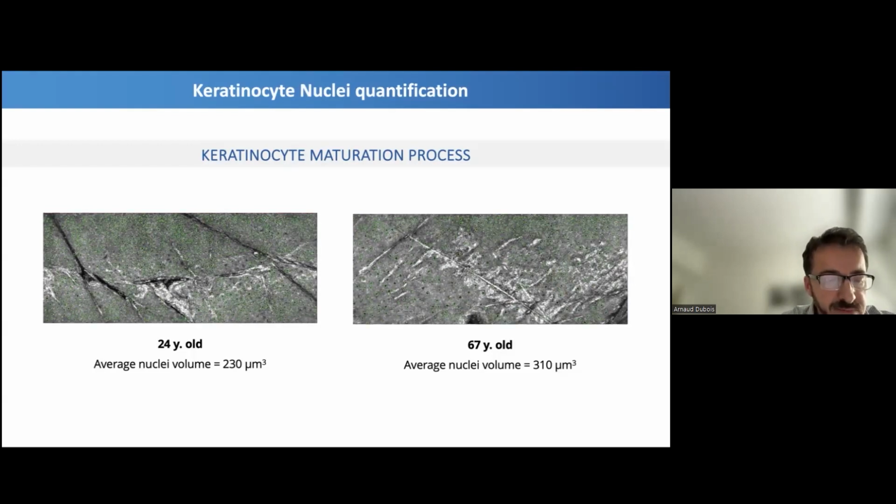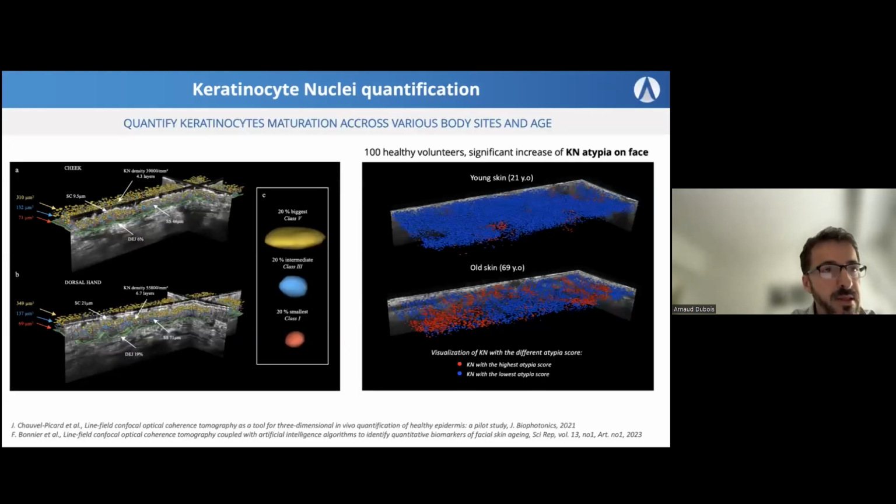A young skin on the left, 24 years old, and older skin on the right, 67 years old. As you can see, in the older skin, the average volume of nuclei is higher, while cell density is lower. A study on 100 persons was carried out to quantify the keratinocyte maturation process across various body sites and various ages. I'm not going into detail, but a significant increase in keratinocyte atypia was observed with age here on the face.